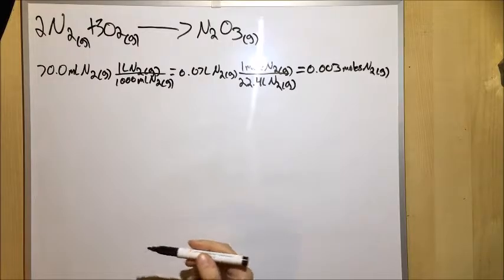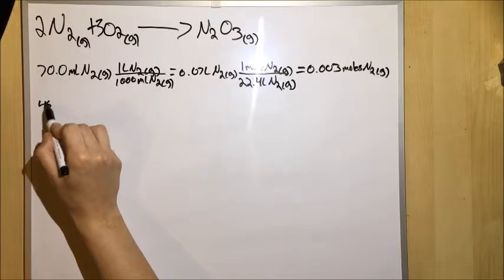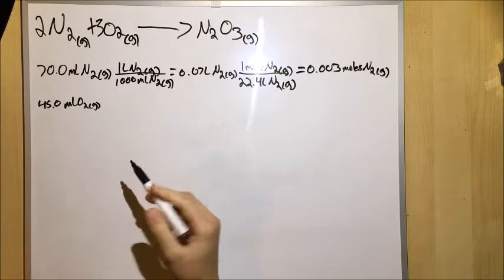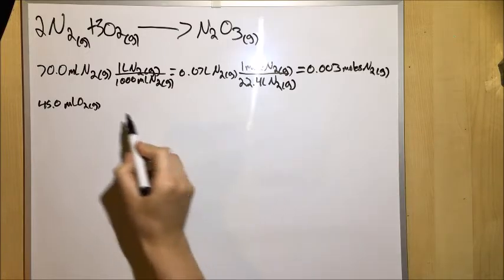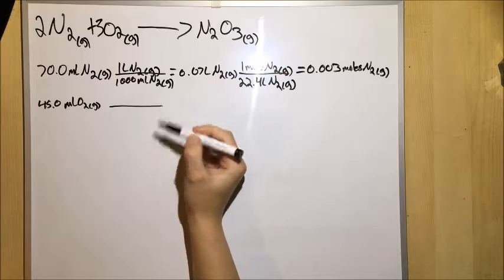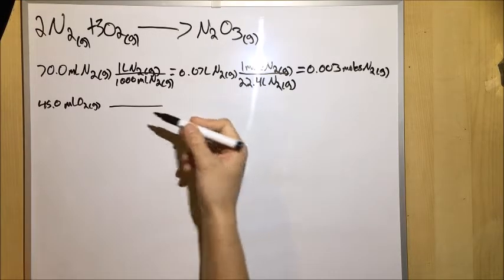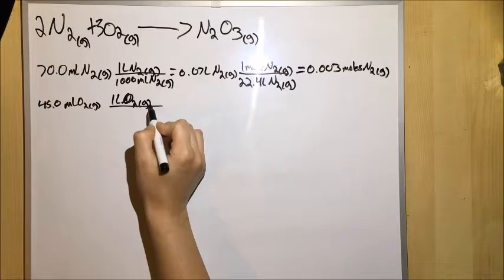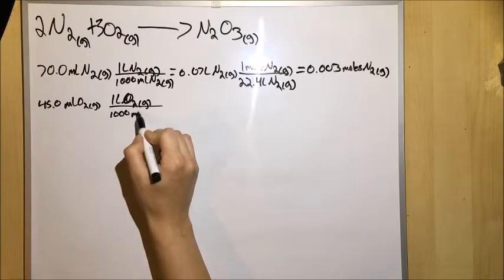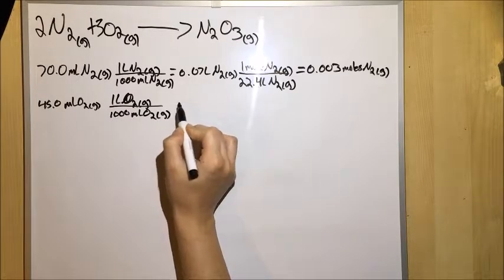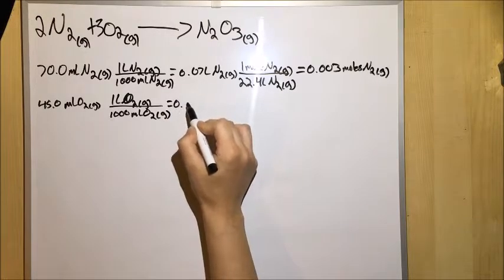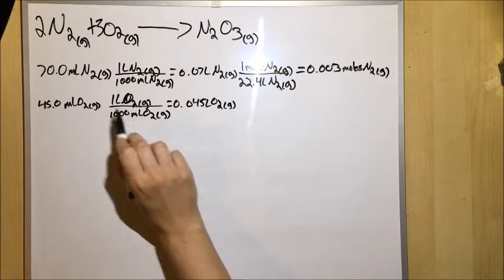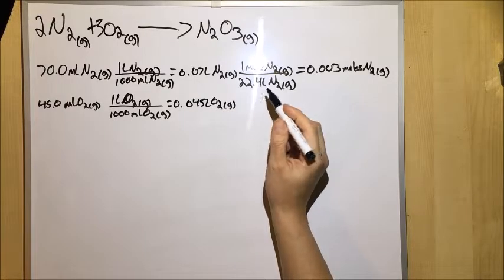Now we're going to do the same thing for oxygen. We are given 45.0 milliliters of oxygen gas. We want to convert milliliters to moles, so first we have to convert it to liters. We want to choose the right unit conversion factor so that milliliters will cancel out. So I'm going to choose 1 liter of oxygen gas over 1,000 milliliters of oxygen gas. This is going to equal 0.045 liters of oxygen gas. See, my milliliters canceled out, so I'm left with 0.045 liters of oxygen gas.